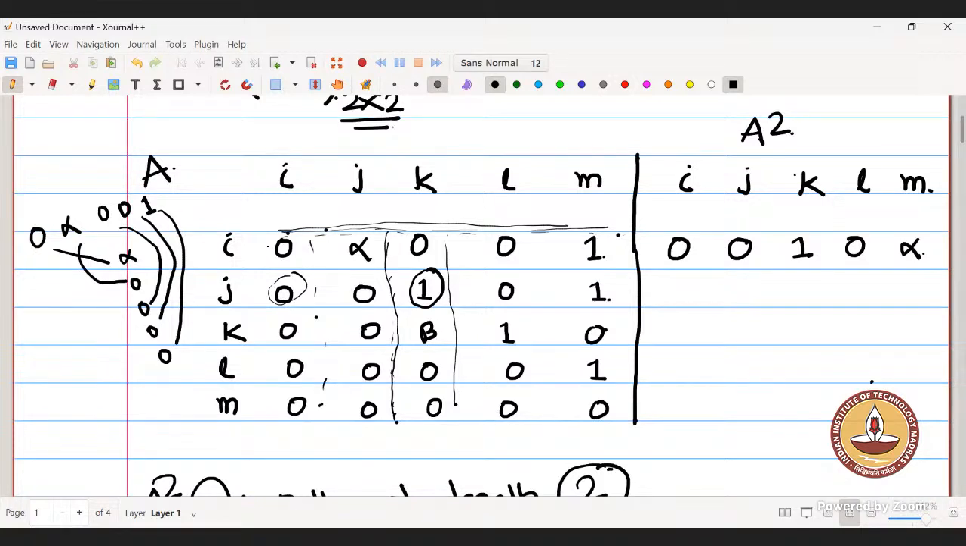Yeah. So again, the same thing I will do, right? I'll do the same thing with the second row. If I multiply this, then what will I get? I'll get 0, right? Again, I will get 0. I'll get beta, right? Then I'll get 1. And then I will get 0.